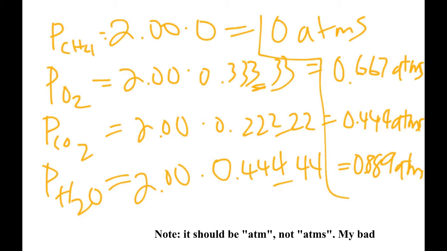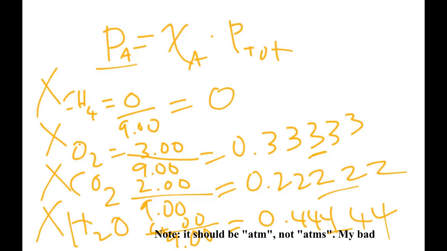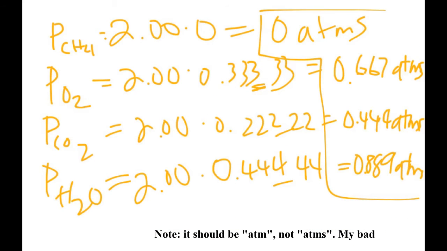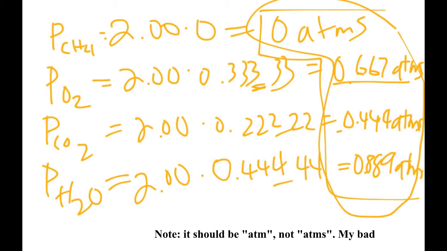So these are our 4 pressures, or our partial pressures, for each chemical in the reaction at the end. So to double check your work, you want to make sure that the partial pressures for each gas add up to the total pressure, since that's Dalton's law of partial pressures. So if you add 0.667 plus 0.444 plus 0.889, you will get exactly 2.00 atm, and that is a way of double checking your work.